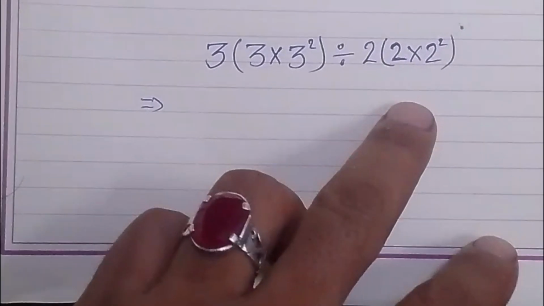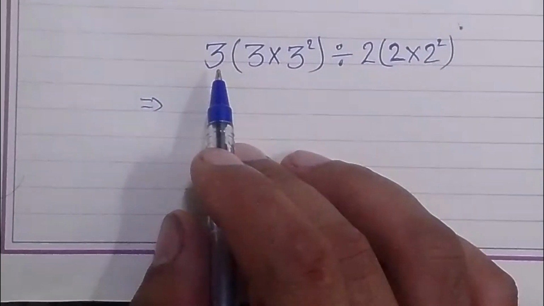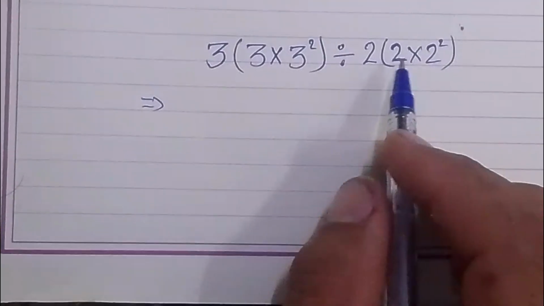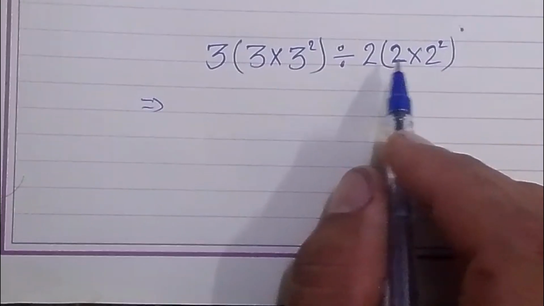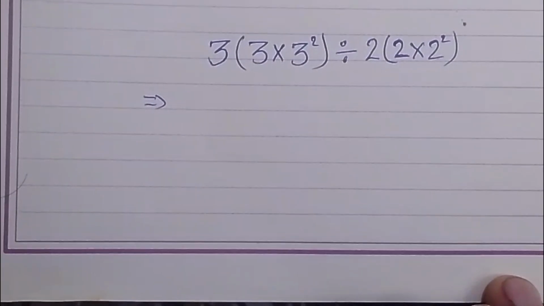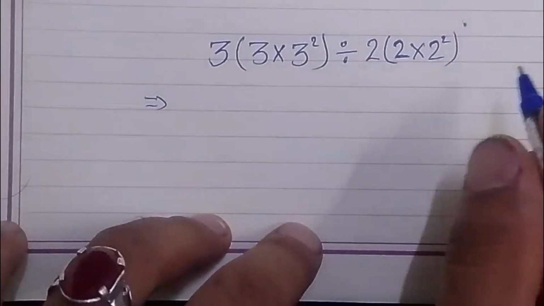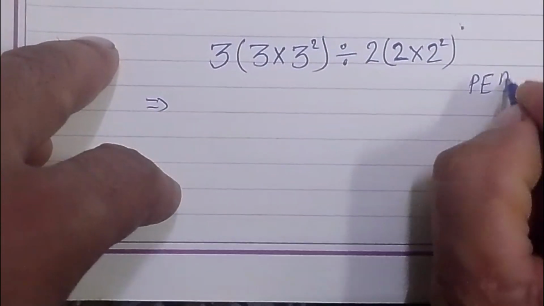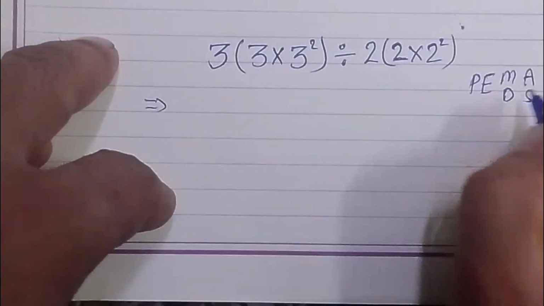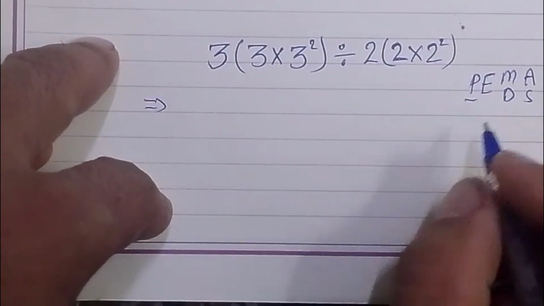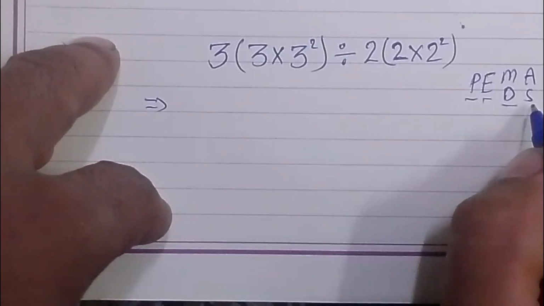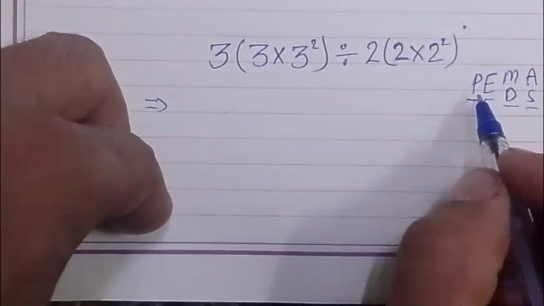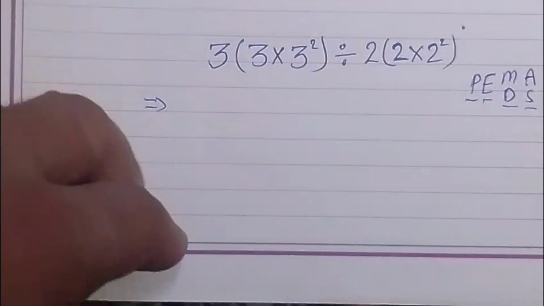Today we find the value of this fraction: 3 (3 multiplied by 3 squared) divided by 2 (2 multiplied by 2 squared). According to the rule of mathematics PEMDAS, first we solve parentheses, then exponents, then multiplication or division, and then addition or subtraction. So according to the rule, first of all we solve parentheses.